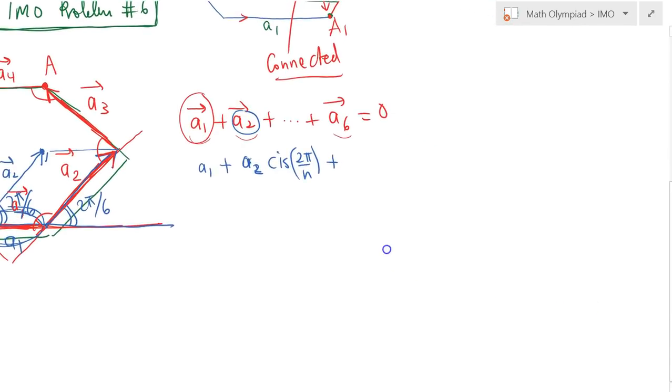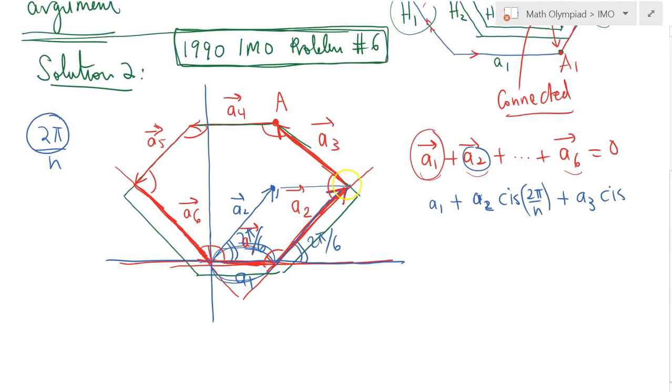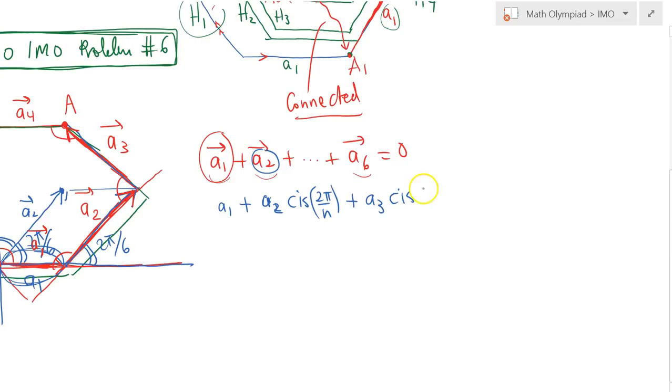So I will probably need more space. So a3 would be simply a3 times cis. Well, for a3, notice that a3 will be shifted somewhere here, I guess. We will do 2 pi over n twice, right? So it will be 2 times 2 pi over n, or if you will, 4 pi over n, and so on, all the way up to the last one. This is the case for a hexagon, but I can easily generalize it, right?